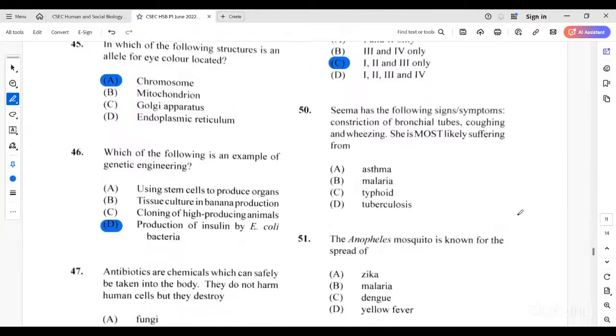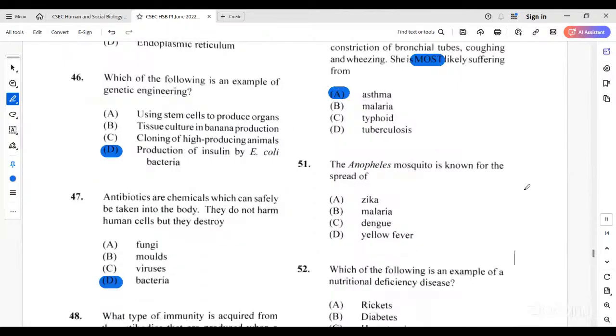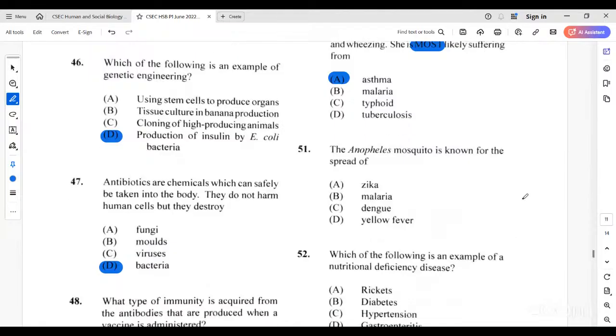Asthma has the following signs and symptoms: constriction of the bronchial tubes, coughing and wheezing. She is most likely suffering from, and they're saying most likely, right? Asthma, malaria, typhoid, tuberculosis. Yes, asthma. The Anopheles mosquito is known for the spread of malaria.